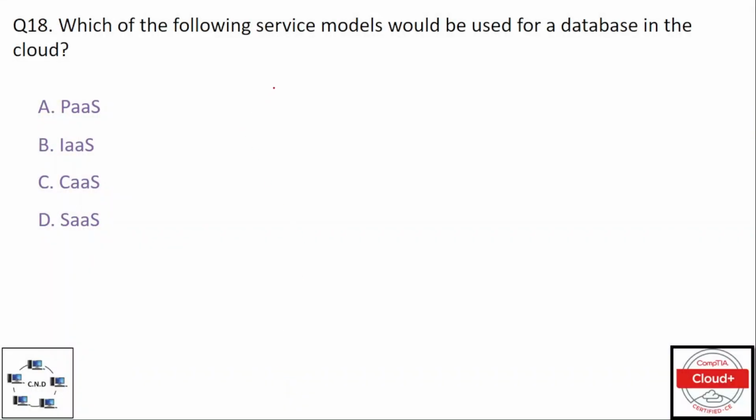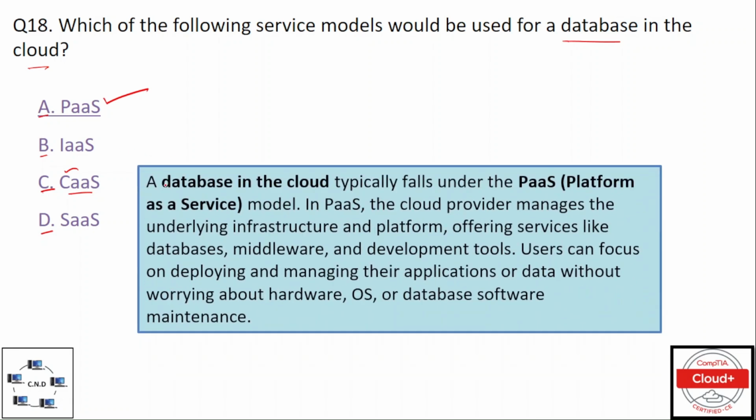Question number 18. Which of the following service models would be used for a database in the cloud? Option A, PaaS, that is platform as a service. Option B, infrastructure as a service. Option C, I don't know the abbreviation of this one. And option D, SaaS, that is software as a service. And the correct option is option A, PaaS, that is platform as a service.